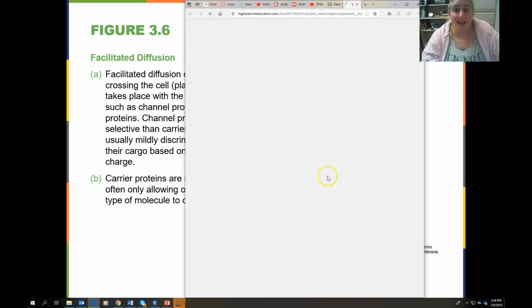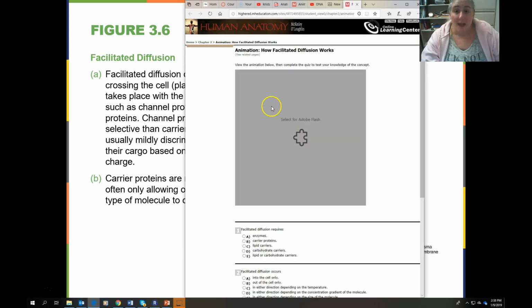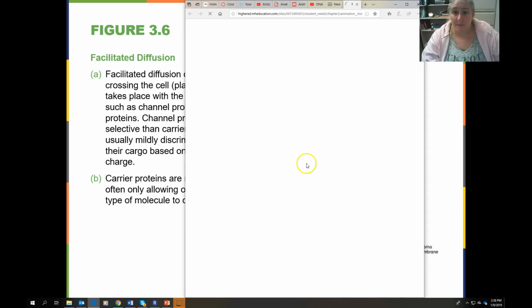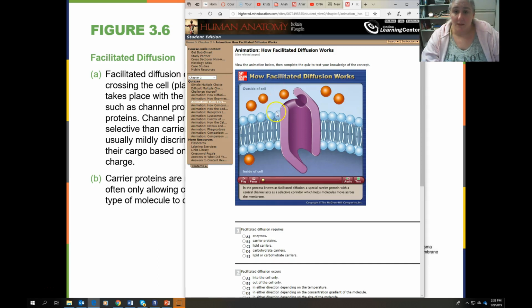Let's see if this one works. This one worked. So this is facilitative diffusion, and once you're on this website that I'm going to be bringing up, you can look at osmosis, you can look at diffusion, you can look at how all these different processes work, so you can look at any of them. This is a free website. You can just open it up and look at the different things.